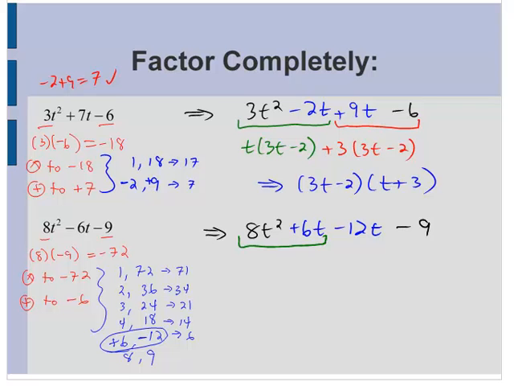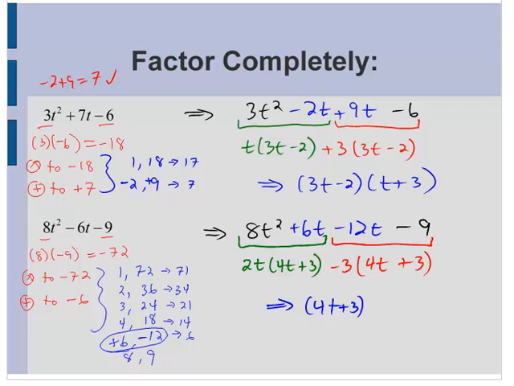8t squared plus 6t have a common factor of 2t, giving 2t by 4t plus 3. Factoring the second pair, -12t minus 9, I can factor out a -3 from both terms. -3 times 4t is -12t. -3 times a +3 is a -9. So then this would factor completely as 4t plus 3 by 2t minus 3.